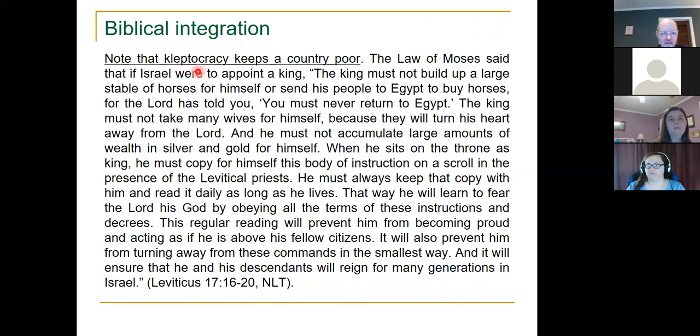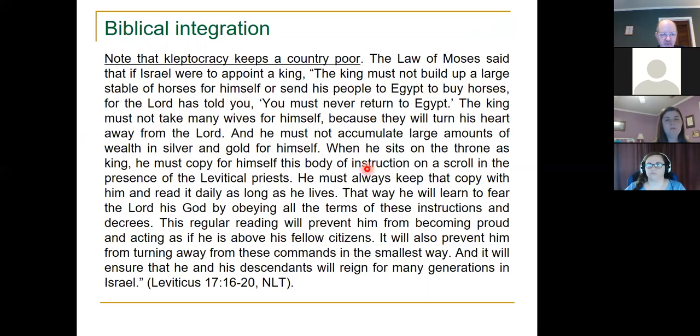Note that kleptocracy keeps a country poor. The law of Moses said that if Israel were to appoint a king, the king must not build up a large stable of horses for himself or send his people to Egypt to buy horses. For the Lord has told you, you must never return to Egypt. The king must not take many wives for himself because they will turn his heart away from the Lord, and he must not accumulate large amounts of wealth in silver and gold for himself.